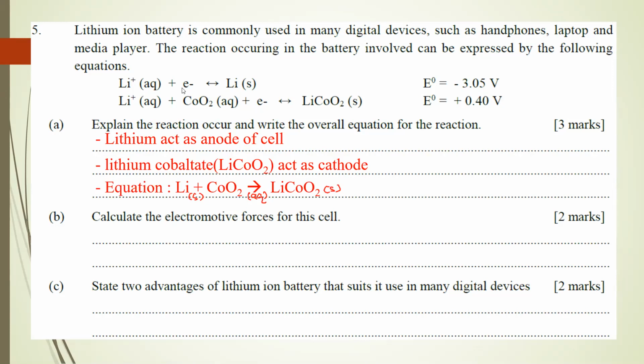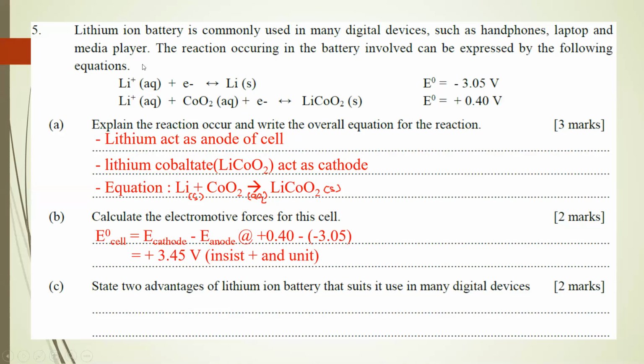B. Calculate the electromotive force of this cell. So you use 0.40 minus negative 3.05, and you get positive 3.45. The positive sign must be insisted on, because the positive or negative sign in the E° value is important.